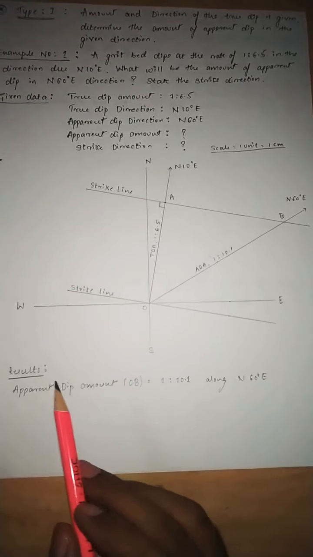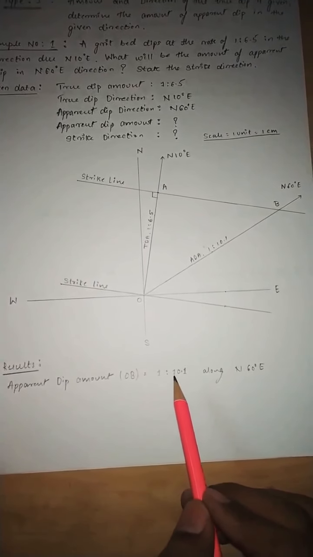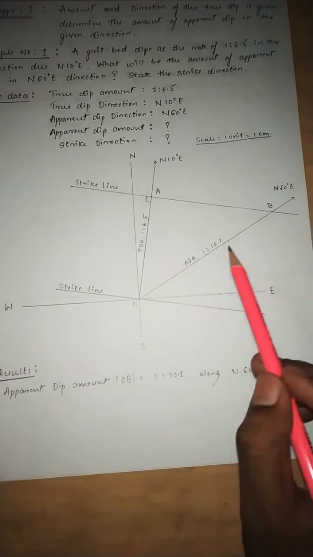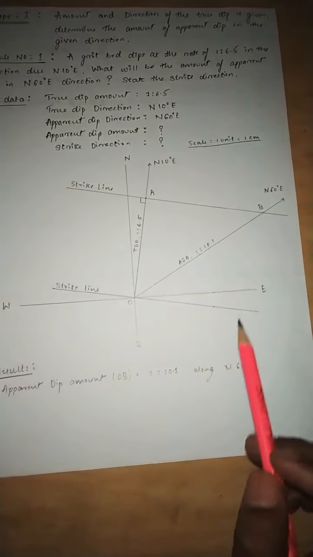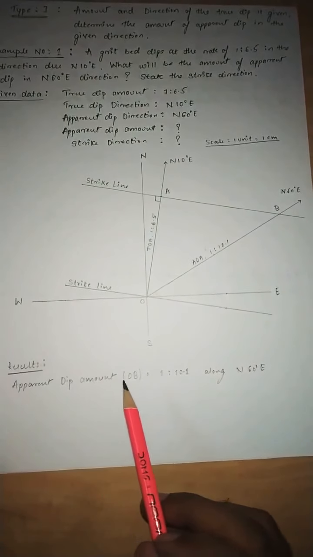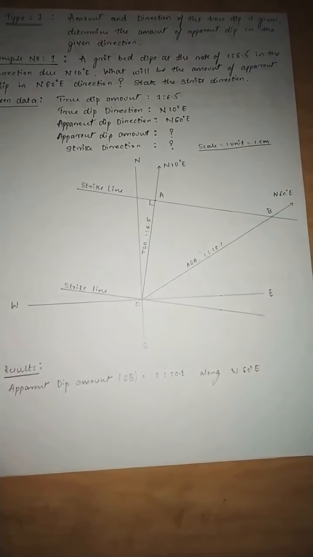So the apparent dip amount, that is OB, we have found is 10.1. So this OB distance is 10.1, that is along north 60 degree east. So this is the apparent dip amount, that is 1:10.1 along north 60 degree east.